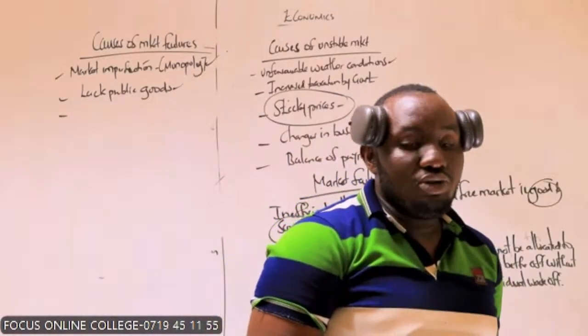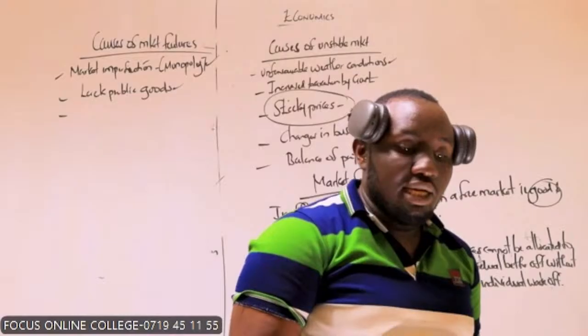Where do we have inefficient allocation? The next will be lack of public goods. Outbreak of pandemics, remember COVID-19. So back to the insurance benefit.